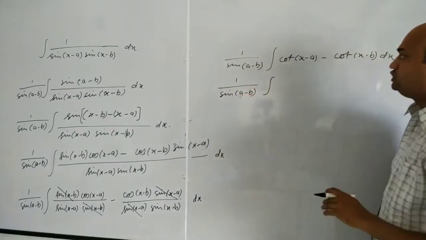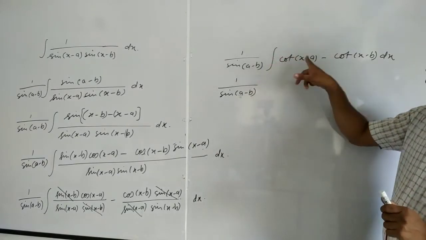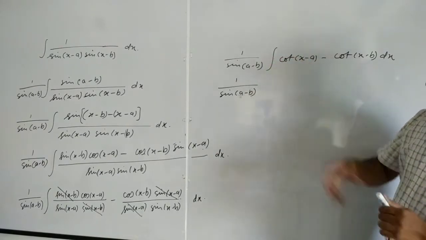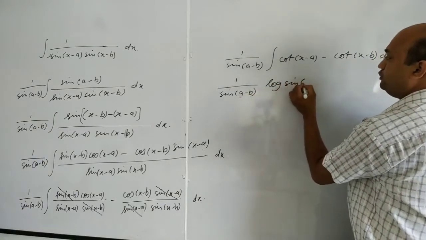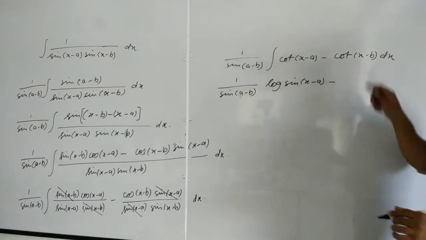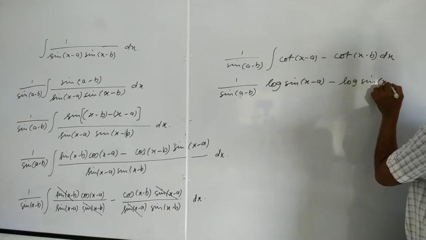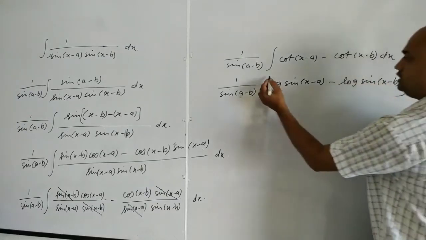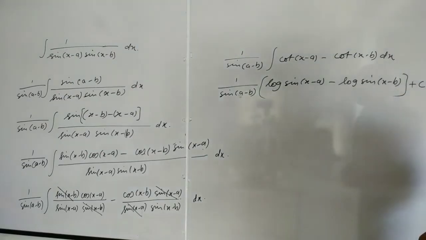Same integration. You see, this will be integration of cot x. Integration of cot x will be log sin x, and this also is integration of cot x, that will be log sin x, and we add a constant c.